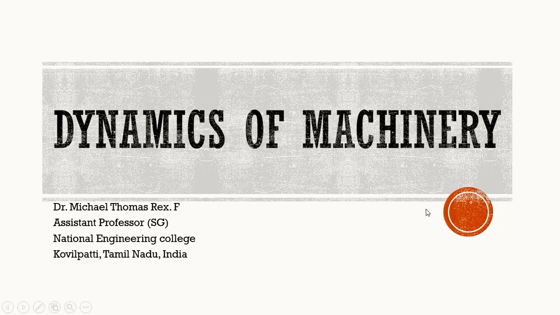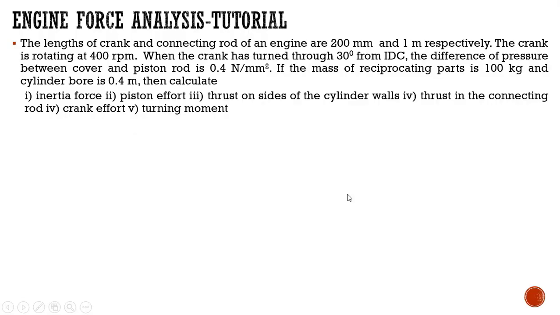Welcome to my lecture. Today we are going to solve a tutorial problem in engine force analysis. Let me read the problem. The lengths of crank and connecting rod of an engine are 200 mm and 1 meter respectively. The crank is rotating at 400 rpm.